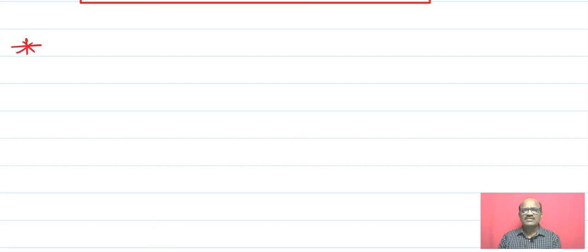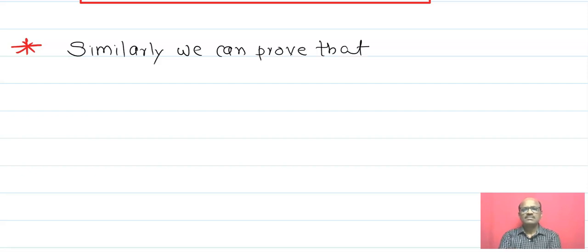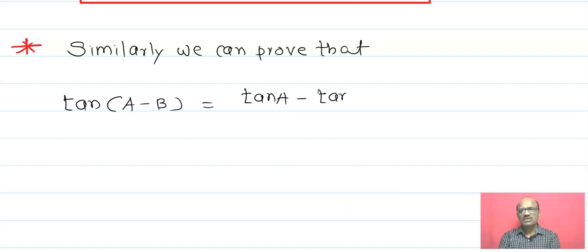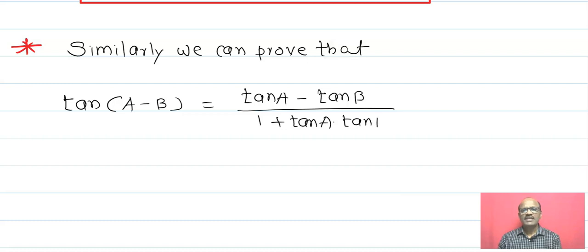Now see this, the important formula. Similarly, we can prove that tan of A minus B is equal to tan A minus tan B upon 1 plus tan A into tan B. Now see this.